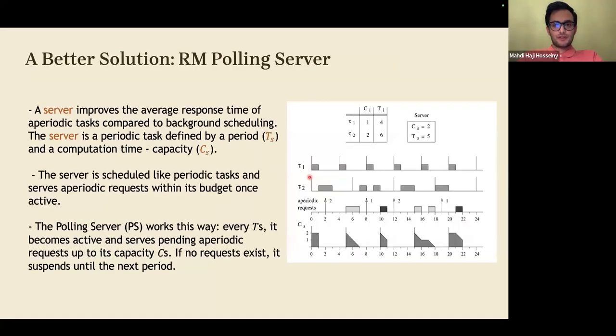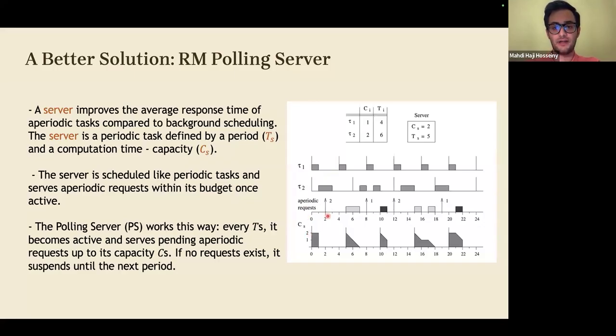A better solution for solving this problem is rate monotonic polling server scheduling, which dedicates a server in our scheduling. The server is a periodic task defined by a period and a computation time, or we can call it capacity, as you can see here. For example, we have two periodic tasks, and they have their own computation time. This computation time is determined by worst case scenarios. So we can dedicate some resources to these two periodic tasks.